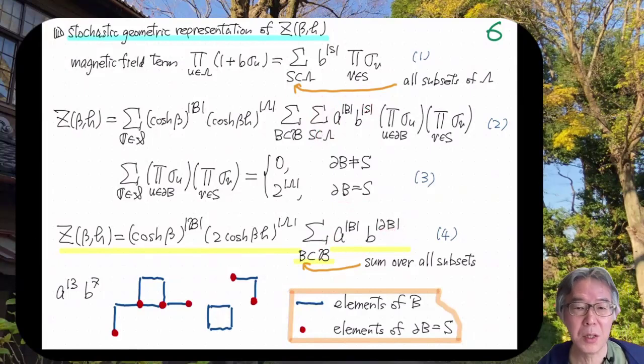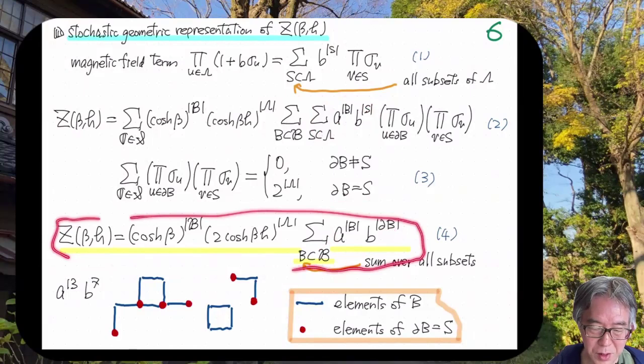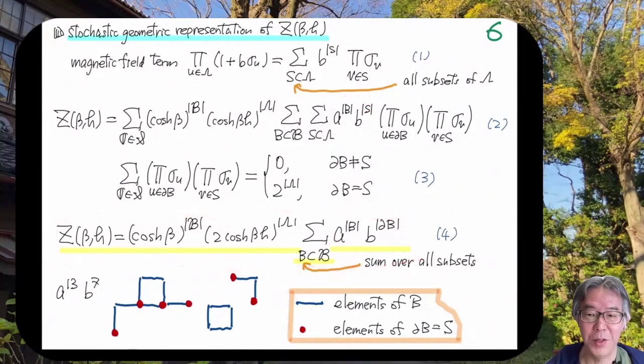So this is again the exact formula for Z, and of course, this is not at all easy to evaluate, but this looks totally different from the original thing. So here's an example of a term that appears in this expansion. In this case, you don't have to care about forming a loop. So anything is okay, but these red points denote the elements of dB in which the number of bonds coming from this site is odd.